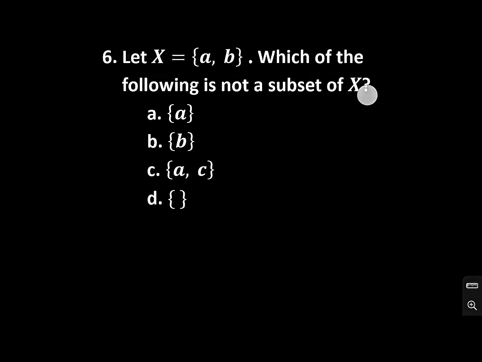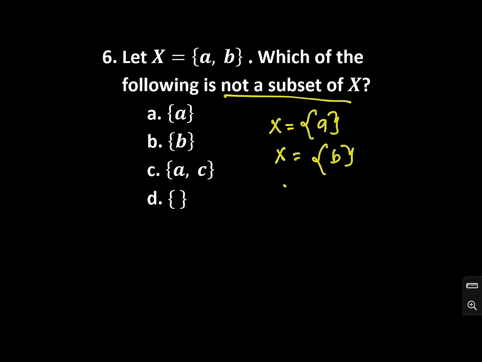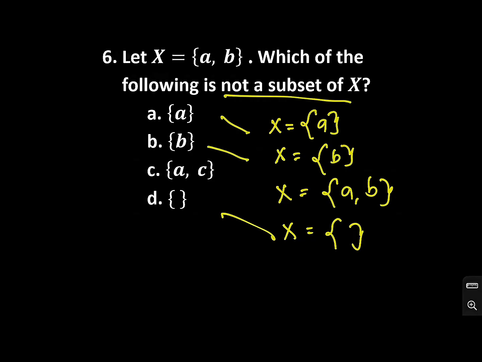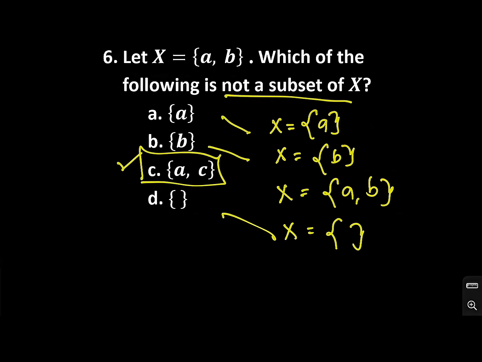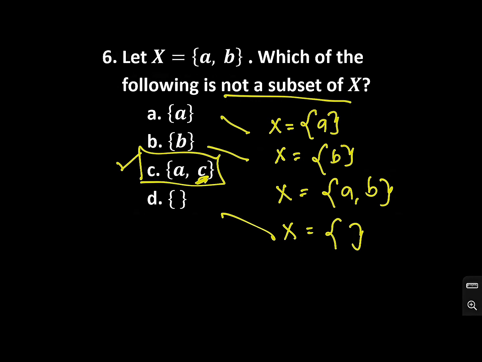Let set X have the elements A and B. Which of the following is not a subset of set X? For you to easily answer this one, we have to list down all the subsets of set X. First is set X equals A, X is equal to set B, also X is equal to the set of itself, which is A and B. X is equal to the empty or null set. So the answer here is letter C, which does not belong to the subsets.